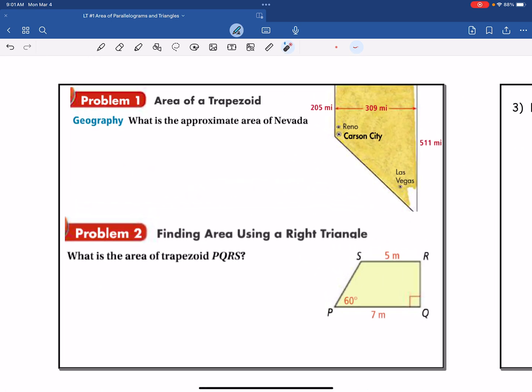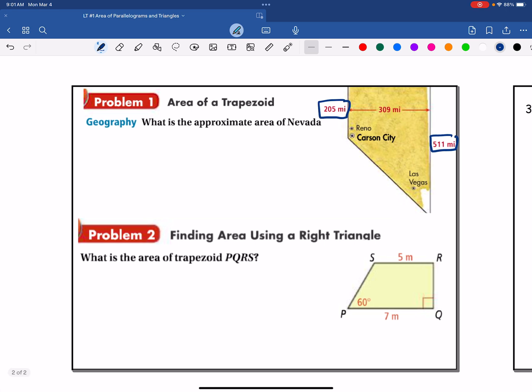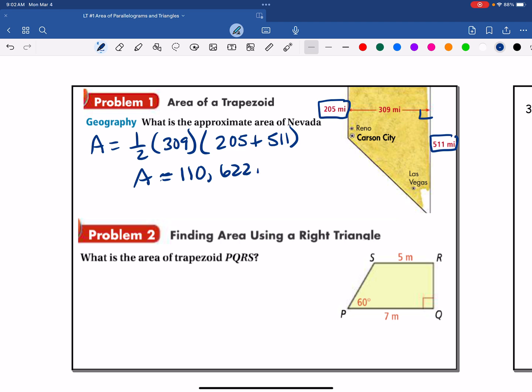So let's practice some trapezoids. So here we have a trapezoid where the bases are 205 and 511. The height is this 309. So the area is 1/2 the height, 309, times the two bases added together. And that will give us 110,622 miles squared.